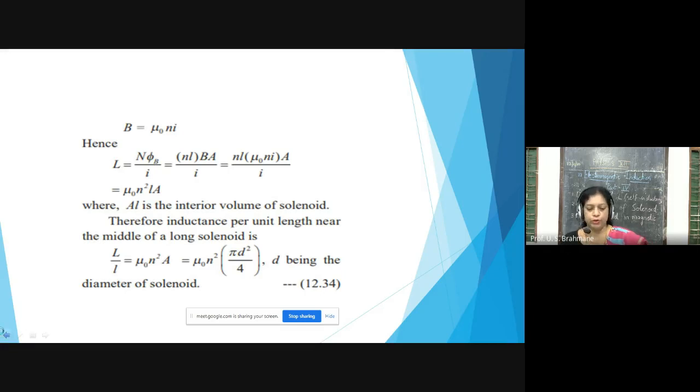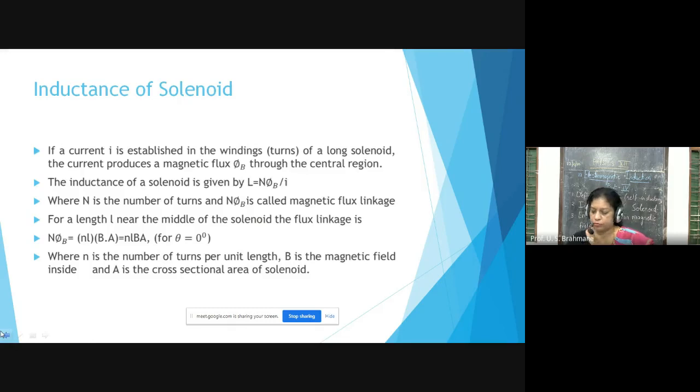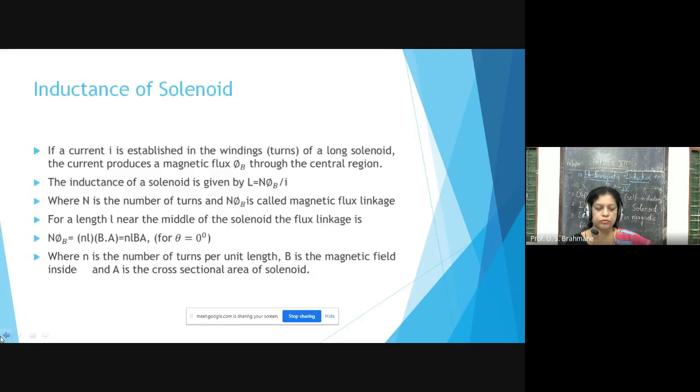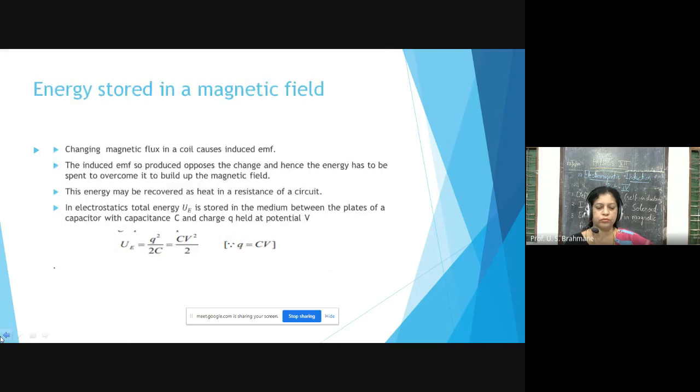Now the next point. The next point which you are going to see is the energy stored in a magnetic field. Energy, this is the last point we are going to discuss, children.